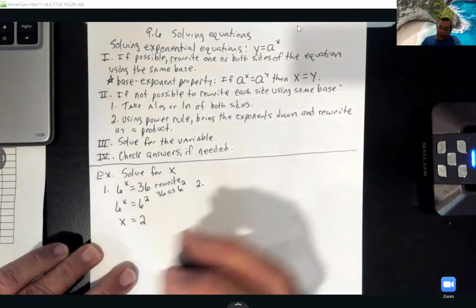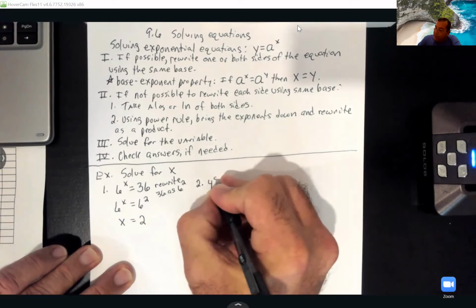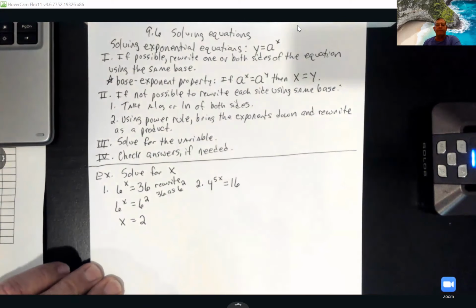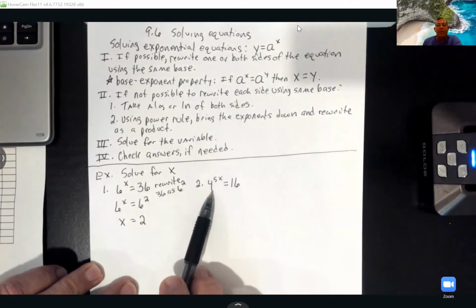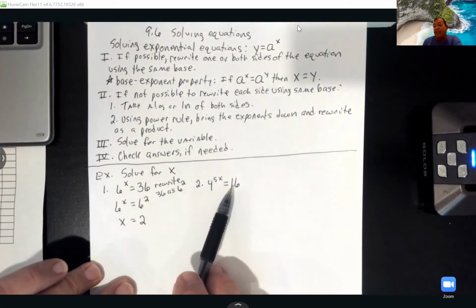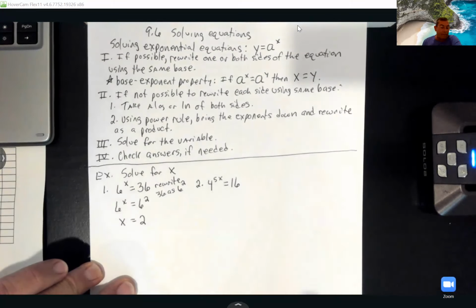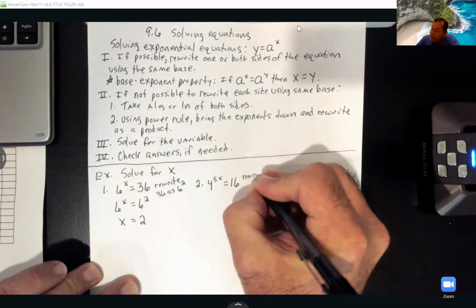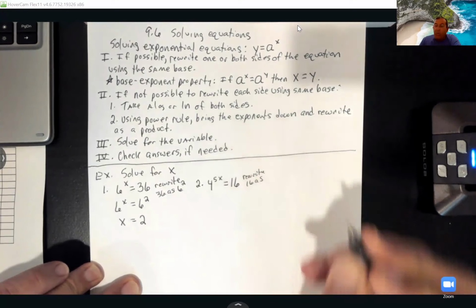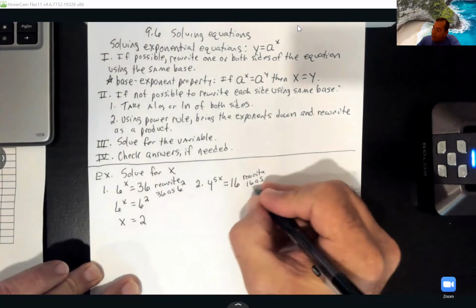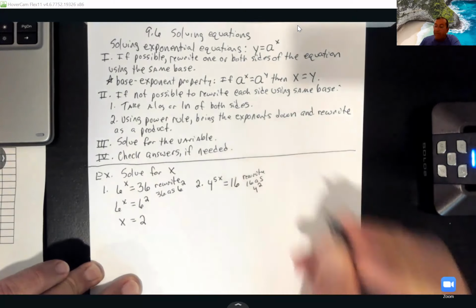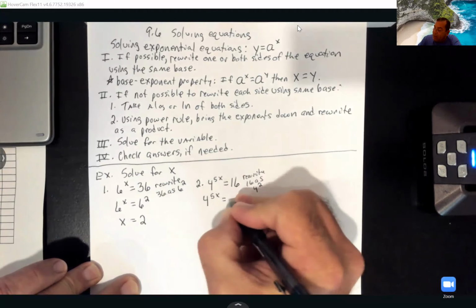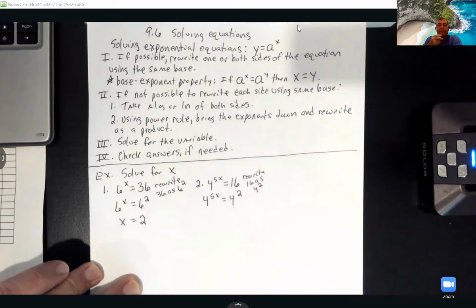All right, another one that's similar to that. 4 to the 5x equals 16. So I got a 4 for the base over here, so I'm wondering if I can rewrite 16 using a 4 as the base. And y'all, on this one, we can actually do that also. We can rewrite 16. Well, 16 is what? 4 times 4? So I can rewrite 16 as 4 squared. So that gives me 4 to the 5x equals 4 squared.